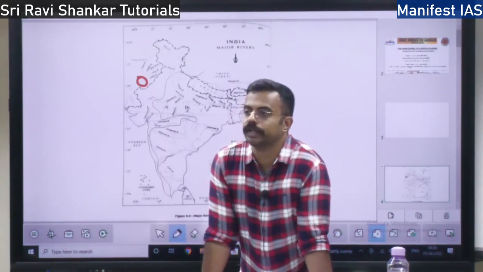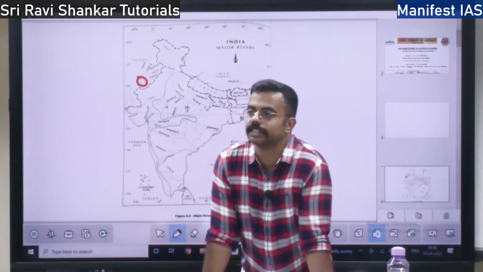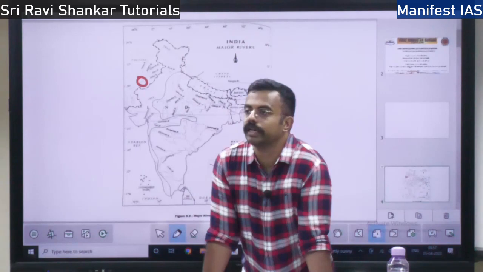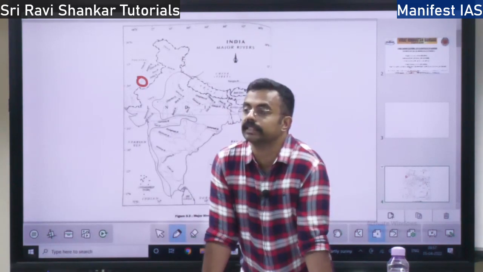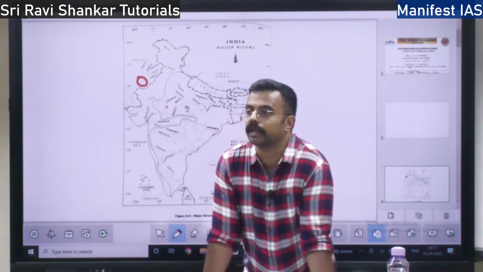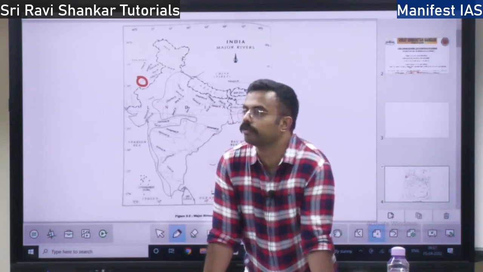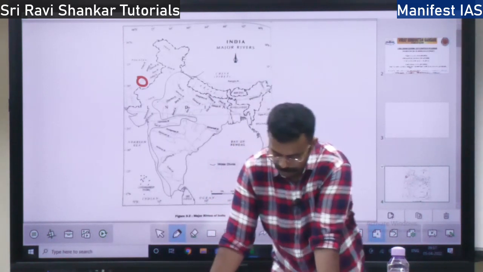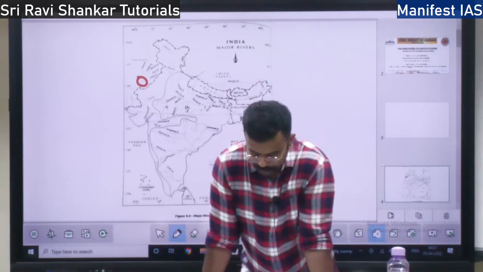Near Karachi. So in which region or through which states does the Indus River flow in India? It flows through only 2 union territories. That is the Union Territory of Ladakh and the Union Territory of Jammu and Kashmir. Apart from that, it will not flow in any other state within India, right? So this is about Indus.